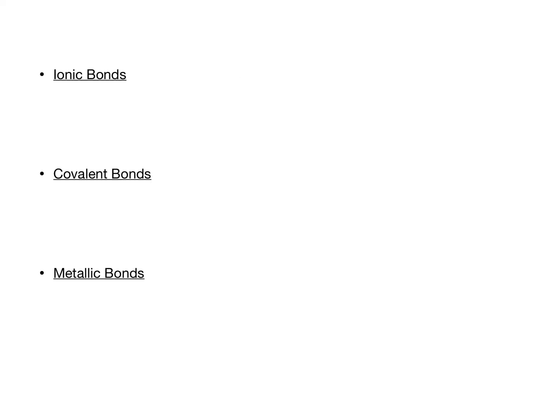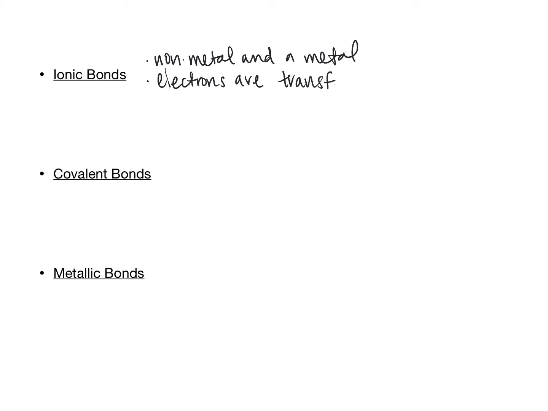First, we have an ionic bond, and this is between a nonmetal and a metal. In most, if not all, ionic bonds, electrons are transferred. Which basically means that we have an anion and a cation that are oppositely charged elements that are attracted to one another. So the cation and anion are attracted to one another.